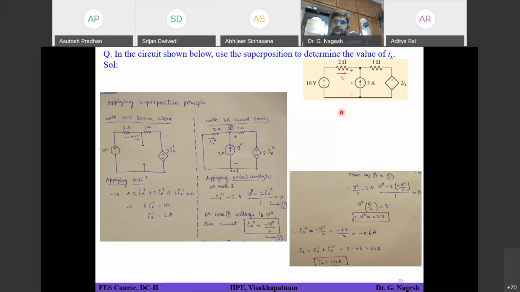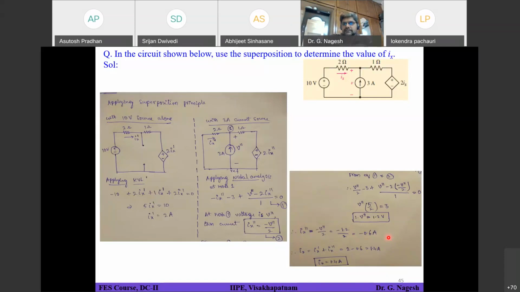Sir, if there are 3 independent current sources or independent sources, then you will get the solution in 3 stages. In stage 1, only one independent source is considered. The remaining 2 independent sources are replaced by their internal resistance.